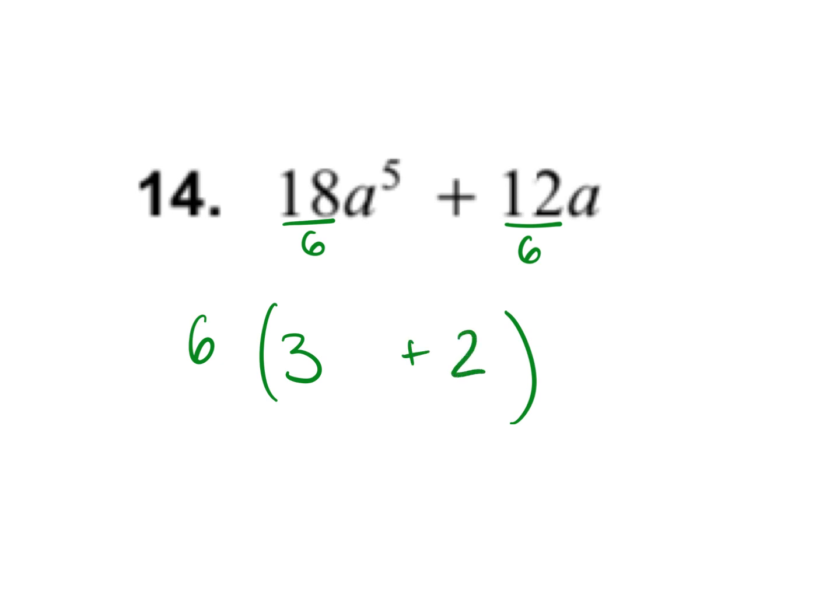2. Now let's do the same thing with the a's. If I have a to the 5th power and a, how many a's can I take out? How many? 1. Because the second one only has 1 a. So I'm going to take out an a. What's a to the 5th power divided by a? A to the 4th power. And what's a divided by a? 1. So it'd be 6a times 3, a to the 4th power, plus 2.